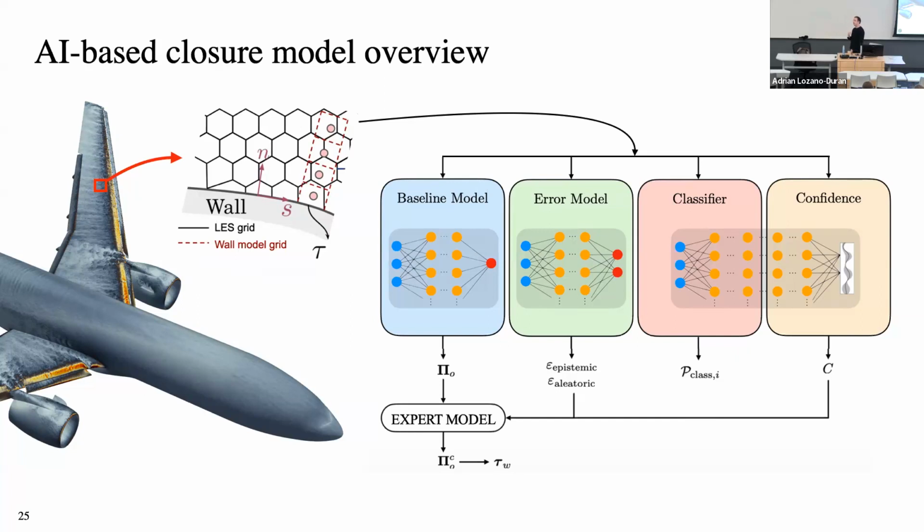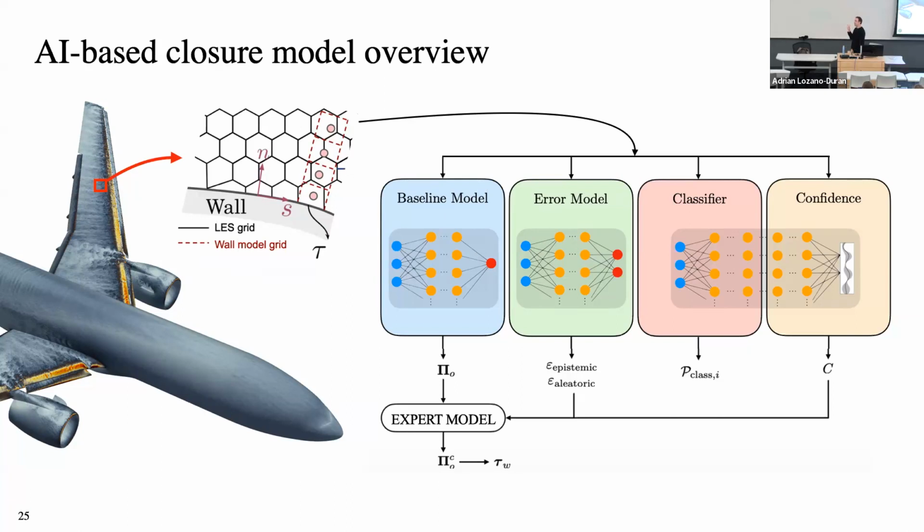This error model is not trained on simple cases. It's trained on more complex cases for which we know the solution, and it learns errors from the baseline model. So we can have an estimation of the typical errors that we get when we run the baseline model. And there are two types. Epistemic, meaning that our model hasn't seen those physics before. Or aleatoric, meaning that these are physics that are unpredictable, so we don't have enough information to predict them.